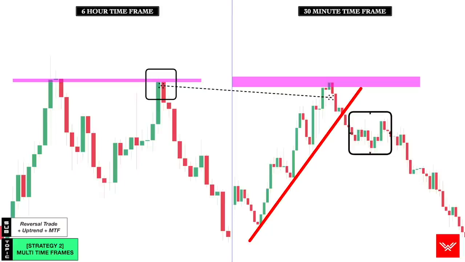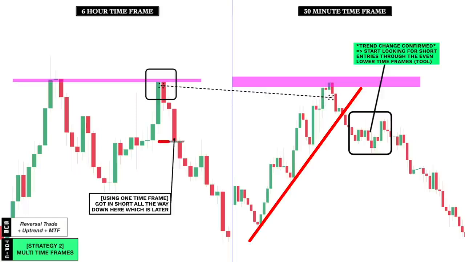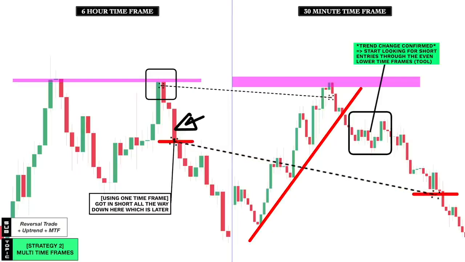After the trend line was breached, you started looking for trade entries short in this area here, where if you only used the 6-hour time frame on the left, you wouldn't start looking for entries until after this bearish momentum candle closed here, which is roughly down here on the right lower time frame.